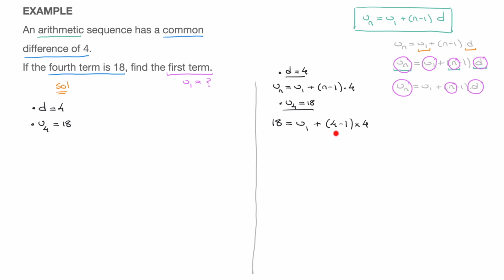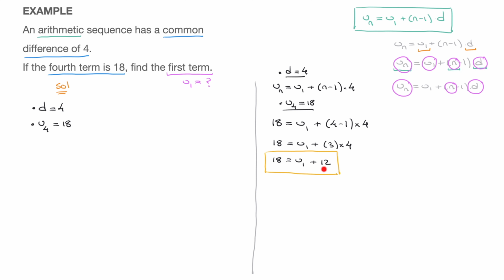Now, since 4 minus 1 is equal to 3, this quickly turns into 18 equals the first term u sub 1 plus 4 minus 1, which is 3, times 4. I carry on. We have 3 in parentheses times 4, and I should say that at this stage, this pair of parentheses serves no purpose whatsoever, so we treat this as 3 times 4. And this turns into 18 equals the first term, u sub 1, plus 3 times 4, which is 12. And here we can clearly see that we've ended up with an equation with one single unknown, which is the first term we're trying to find. And so to find it, all we have to do is solve this equation.